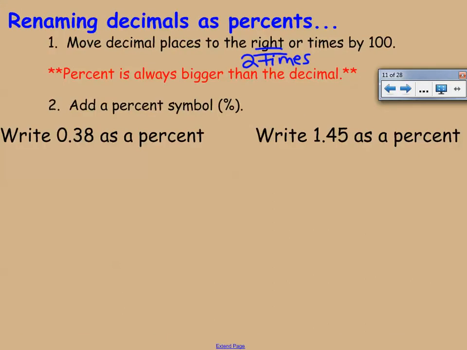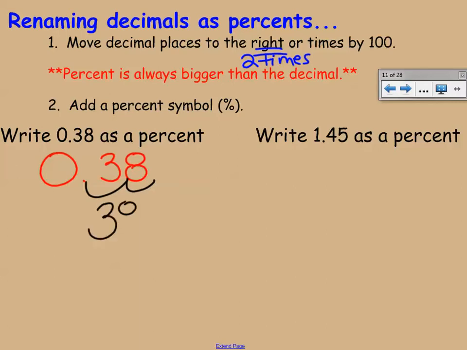So we need to move the decimal to the right today. So let's write down 0.38, or I would say that as 38 hundredths. And as we just heard, we now move the decimal to the right. You always need to be moving it to make the percent the bigger number. So now I get 38, add the percent symbol, 38% for my answer.